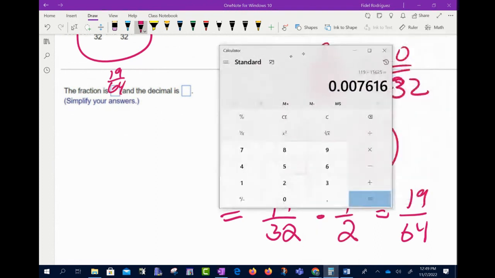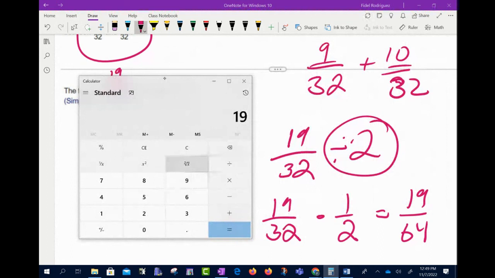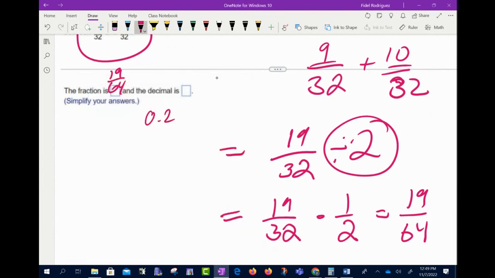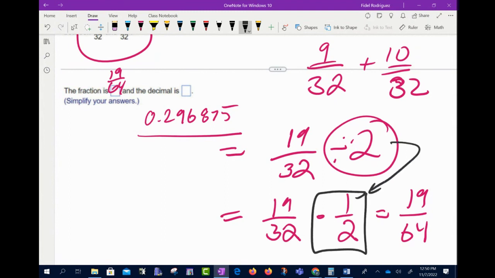And then the second part is, well, what's the decimal? Well, let's take our calculator and what's 19 divided by 64? And I'm coming up with 0.296875. 0.296875, okay? Because we add the two numbers together and then we divide it by 2. And the same thing, the way we divide by 2 is we multiply by the reciprocal, which is 1/2, right?